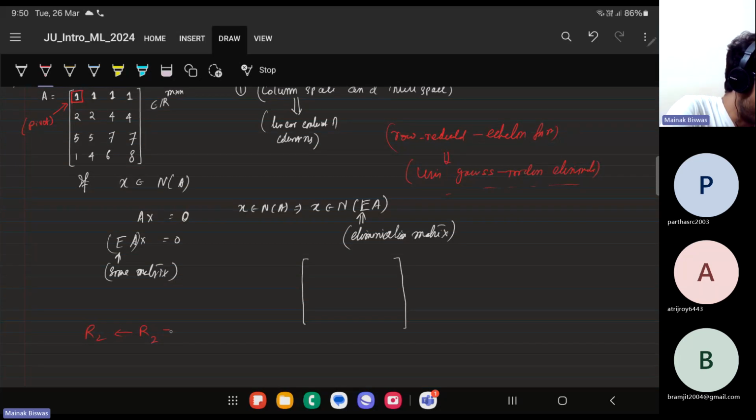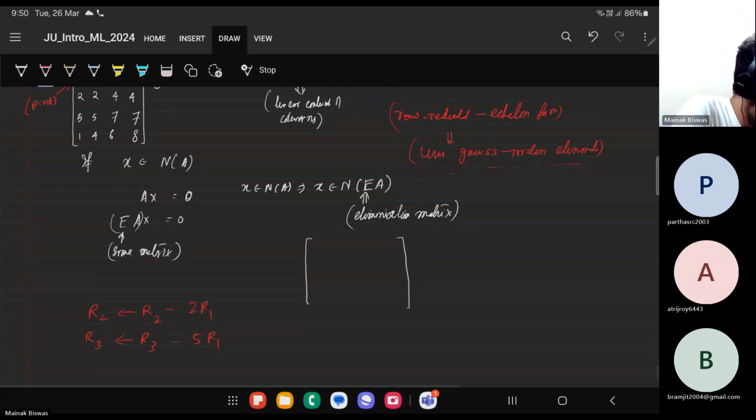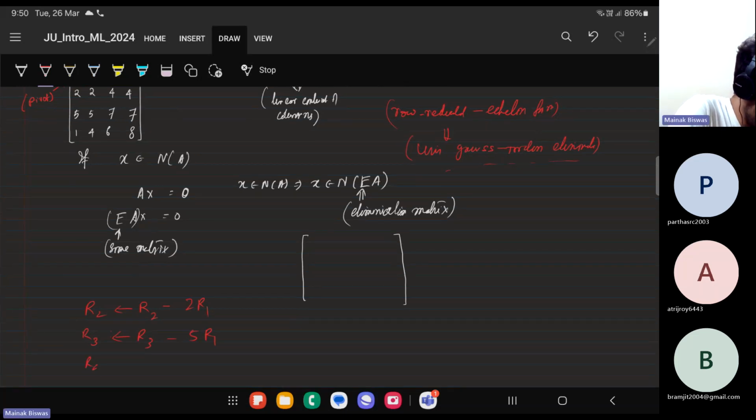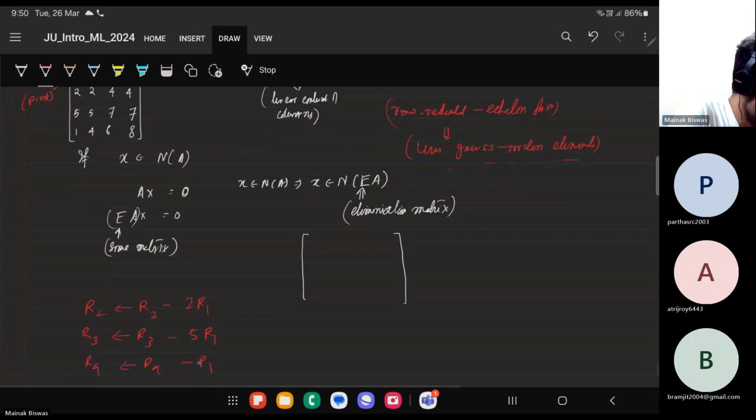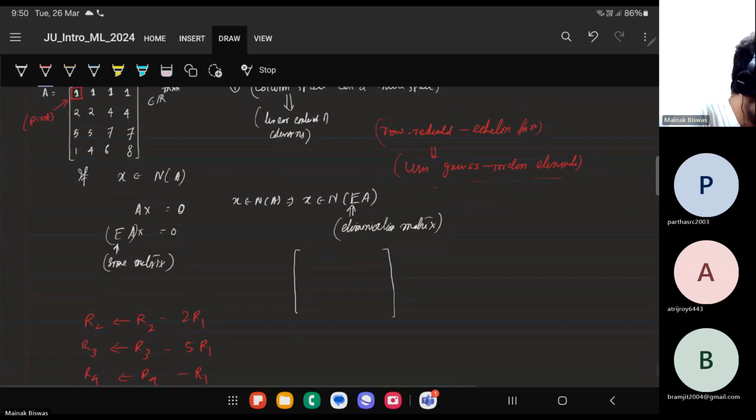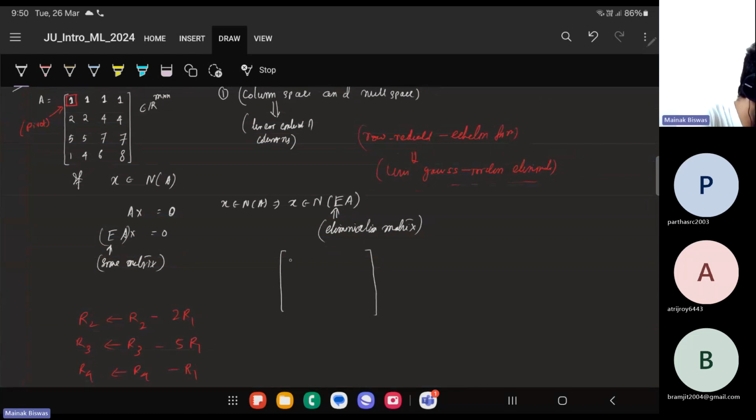Okay, so alpha R2 minus 2R1. Yes or no? Yes. Similarly, you can do R3 as R3 minus 5R1 and R4 is equal to R4 minus R1. Correct? Tell me now, what are the values you will get?